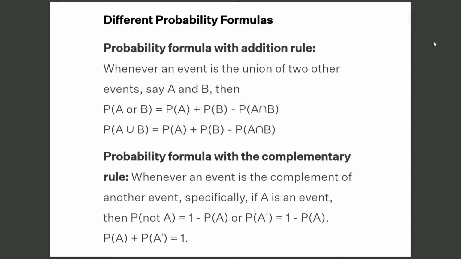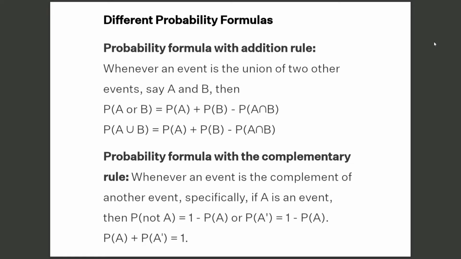Different probability formulas. Probability formula with the addition rule. Whenever an event is the union of two other events, say A and B, then P(A or B) = P(A) + P(B) - P(A intersection B). P(A union B) = P(A) + P(B) - P(A intersection B).